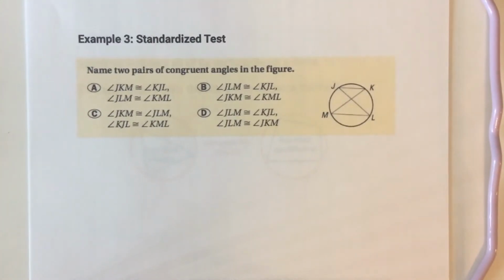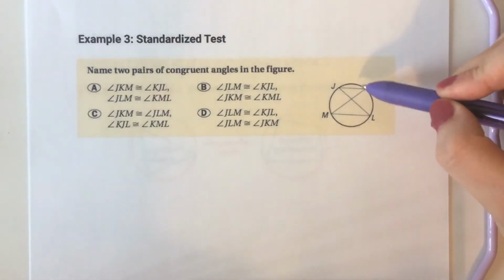So let's take a look at some type of multiple choice questions we might see with this. Name two pairs of congruent angles in the figure. So before I even jump in to just looking at the list, I'm going to go ahead and mark up my picture over here so I know what angles will be congruent.